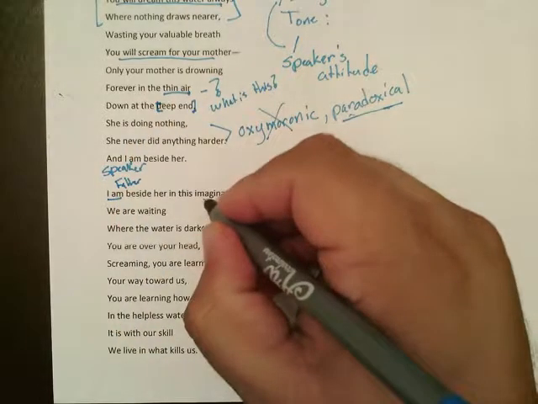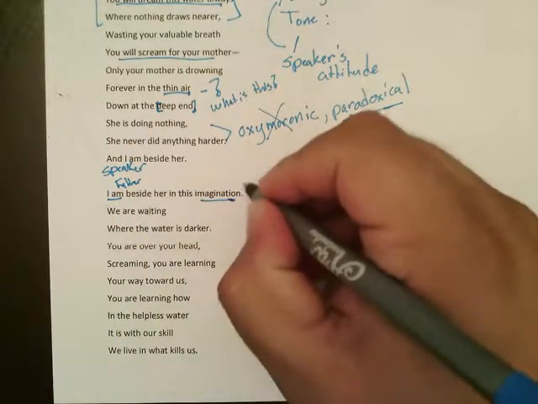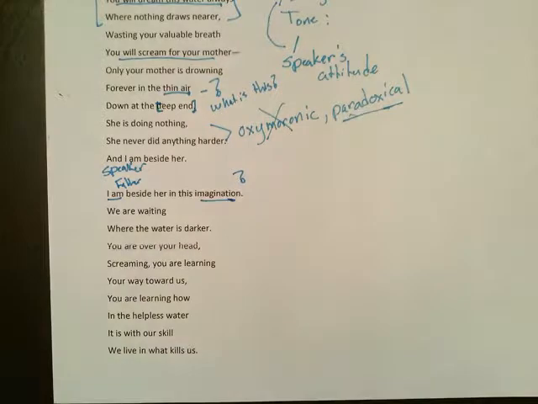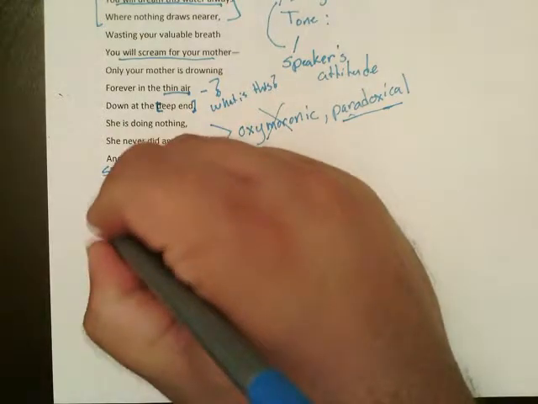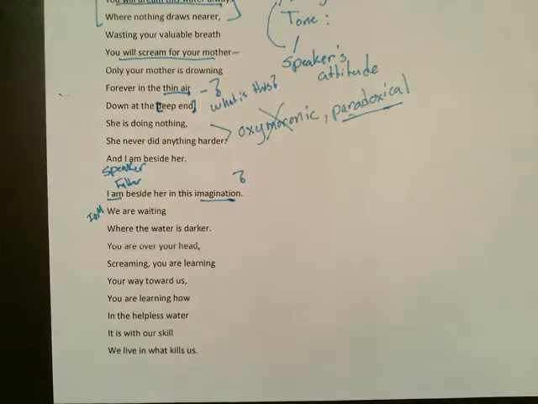What imagination is going on? I'm not quite sure yet. We are waiting where the water is darker. Okay, so the father and the mother maybe, F and M, just put it there. You are over your head, screaming. You are learning your way toward us. You are learning how in the helpless water, it is with our skill, we live in what kills us.